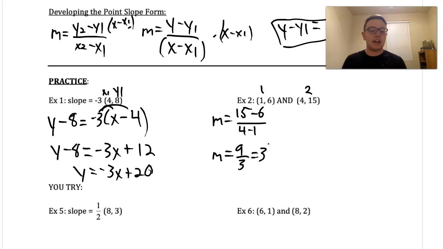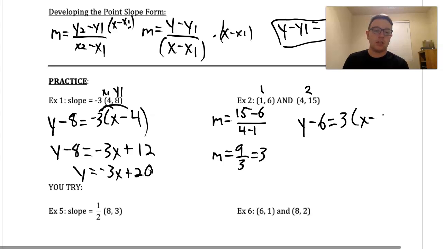Great. Now how do we do this next part? We have a slope, and we have 2 points. Let's choose the easier point. I don't want to work with a number like 15. So let's instead choose this. What we're going to do is put these all in. So this becomes y minus y1, which is 6, is equal to m, which is 3, times x minus x1, which is 1.